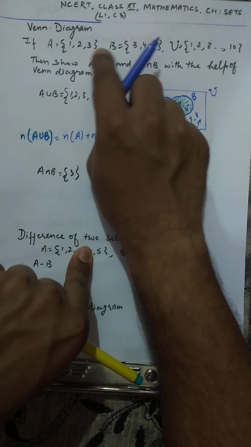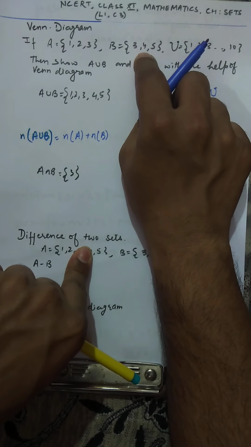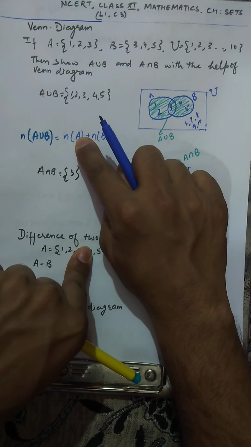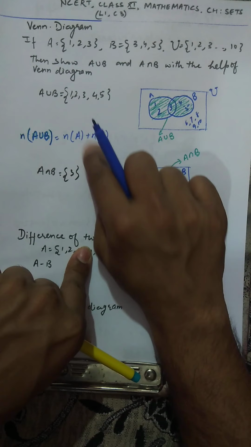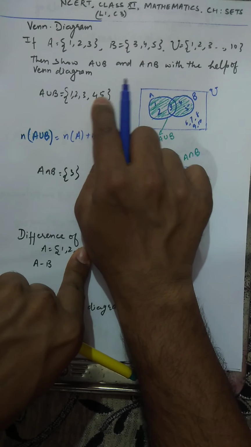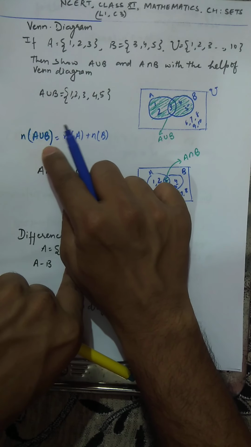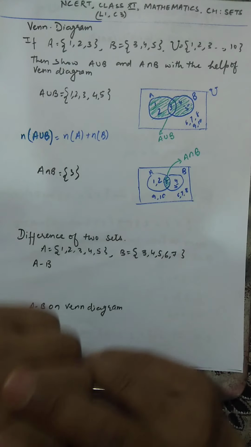The number of elements in A is 3, and the number of elements in B is also 3. So the right hand side becomes 6, and the number of elements in A union B, you see, is 1, 2, 3, 4, 5. So this is 5. This 5 cannot be equal to 6. So you should understand why this difference is coming.